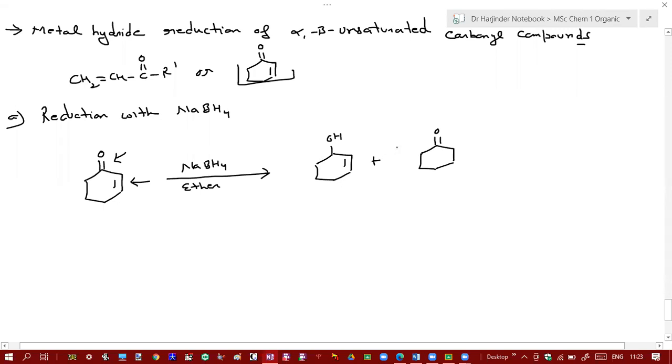Now out of these two products, one product is the 1,2 addition product and the second product is the 1,4 addition product. Which one is 1,2 addition and which one is 1,4 addition? 1,2 or 1,4 addition means here basically addition of hydride ion is taking place. So this hydride ion can undergo addition to this carbonyl group or to this double bond. So which product is a 1,2 addition product and which is a 1,4 addition product?